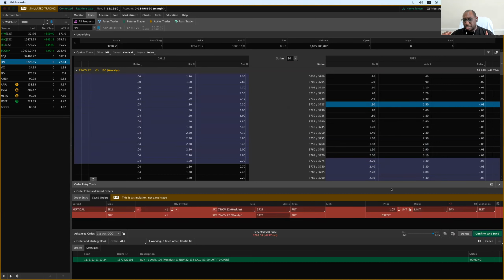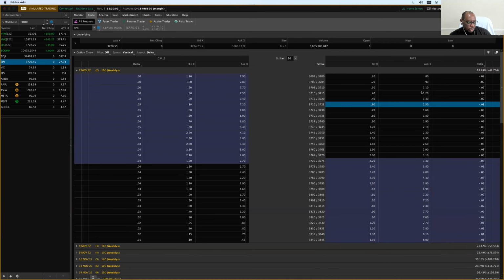That's an example. Now, this is a deeper discussion about credit spreads. So that just gives you an idea. There's more to it. Obviously, you want to get the full scoop.